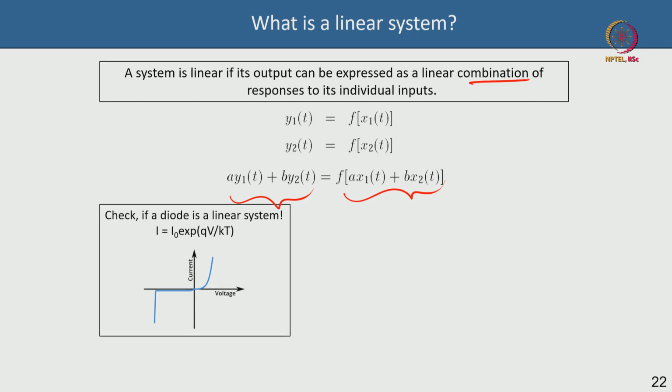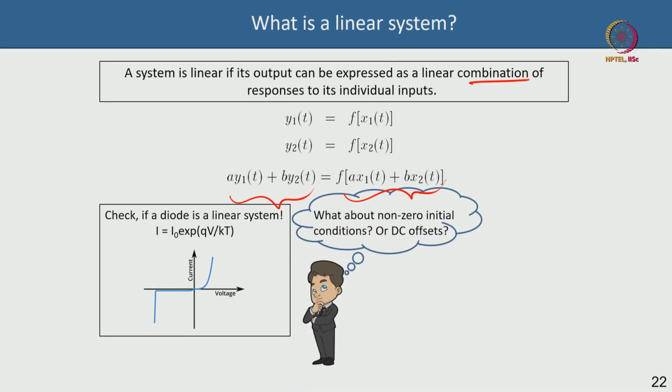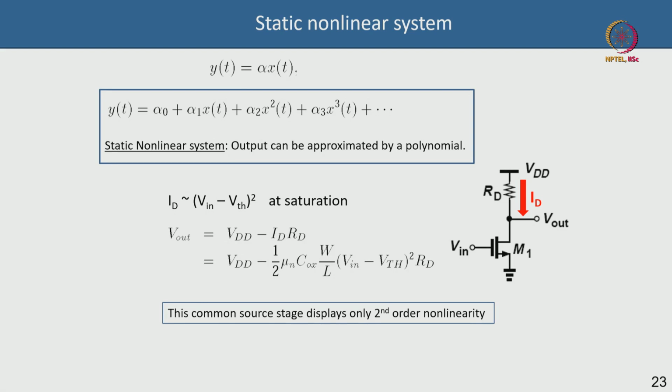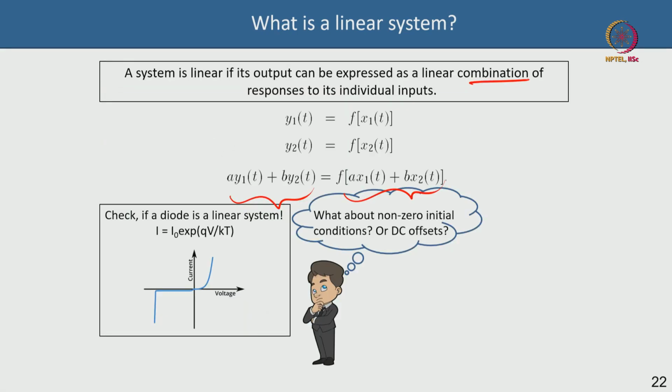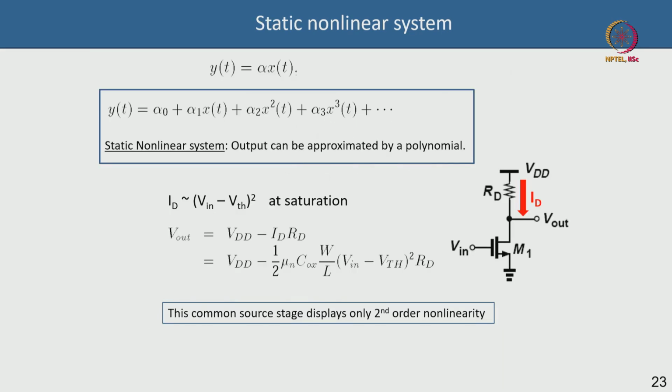A diode, for instance, is not a linear system because there is an exponential dependence of the current on the voltage. So it is not a linear system, and you can prove that. There could be DC offsets, for instance a non-zero initial condition. All these things need to be accounted for when you are talking about linearity, whether a linear combination of the input is giving you a linear combination of the output.